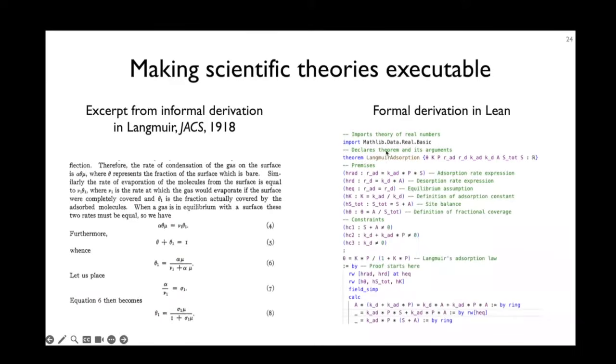And so what we're doing is trying to make derivations in science and engineering into formal computer checkable proofs. And we're going to make these executable. We're going to turn the informal description of derivation into a formal derivation in Lean. And what that means is we need to turn these derivations into math proofs.